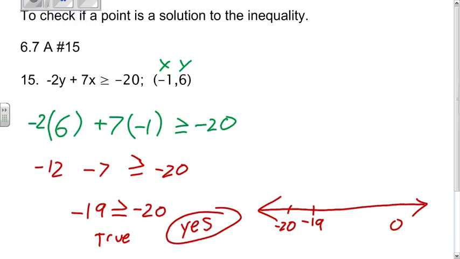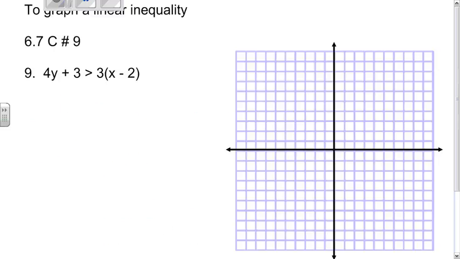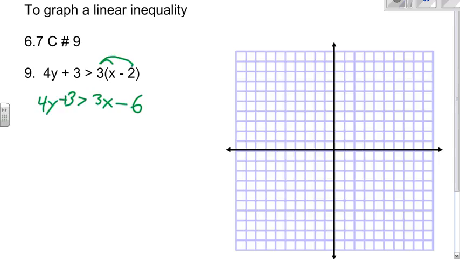Our second type of example, we are going to actually be graphing a linear inequality. This is number 9 from 6.7c, probably the back side of your worksheet. 4y plus 3 is greater than 3 parentheses x minus 2. We need to convert this to slope-intercept form. So the first thing we're going to do is distribute, since there's parentheses. 3x, 3 times -2 would be -6. Copy down the left side, 4y plus 3.